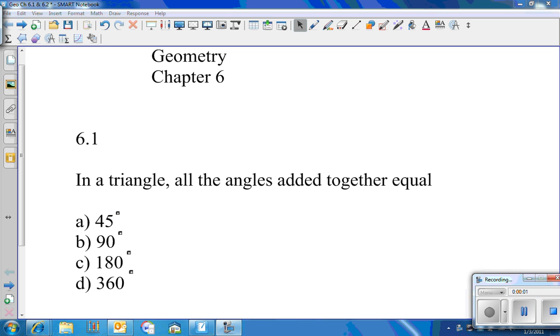So we're in Geometry Chapter 6, section 6.1. We're going to talk about, in a triangle, all the angles added together equal how many degrees? So if I add all three angles together in a triangle, how many degrees do I get? And that should be a refresher: 180 degrees.